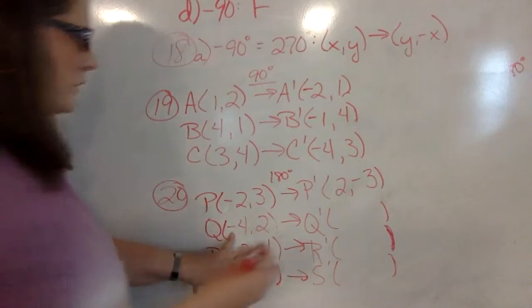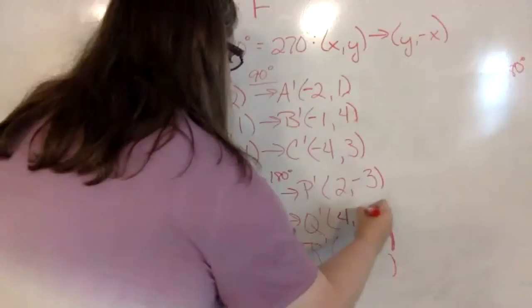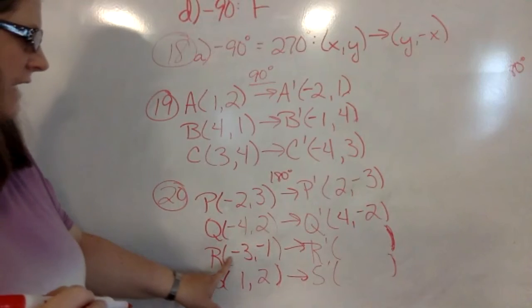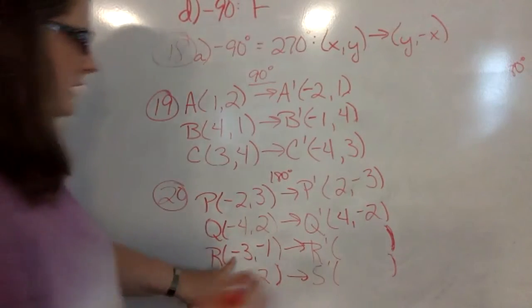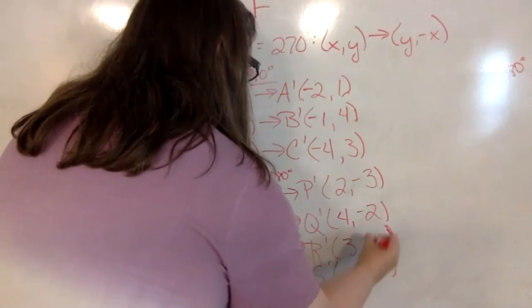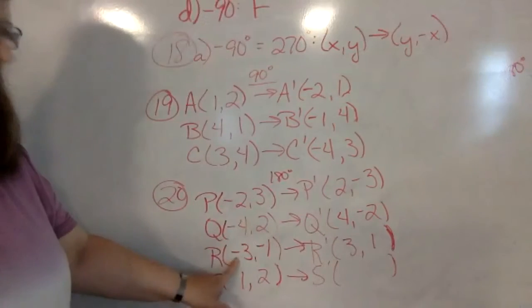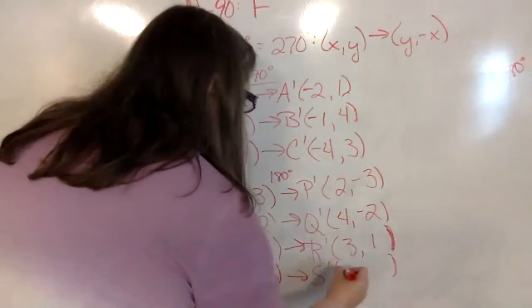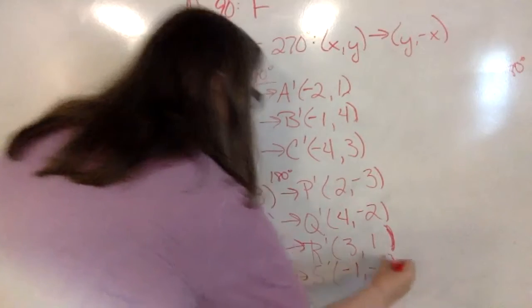Here was -4, 2, so it'll become 4, -2. Here you had -3, -1, so it will become +3, +1. Here you had +1, +2, so it will become -1, -2.